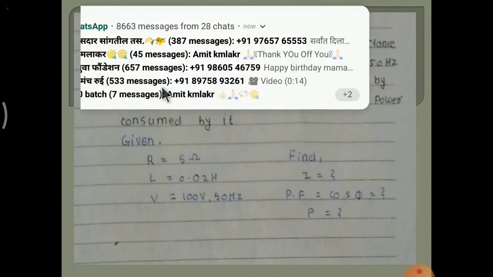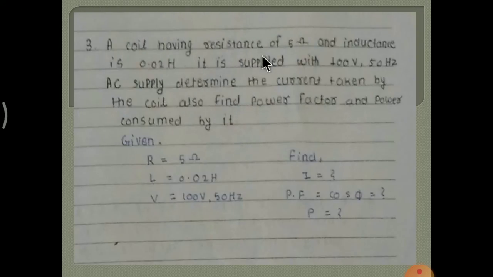In this example, the coil resistance is given as 5 ohm, inductance is 0.02 Henry, supply voltage V is 100 volt, and 50 hertz is the frequency. Then we have to find the power factor PF, and after that the power consumed by it, P. To calculate P we also have to find I, because P is equal to I square R.